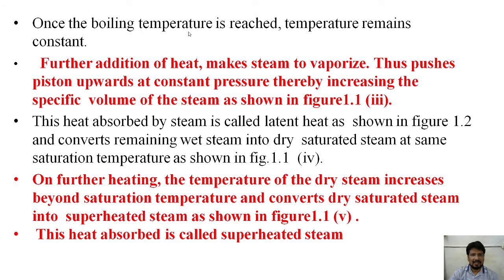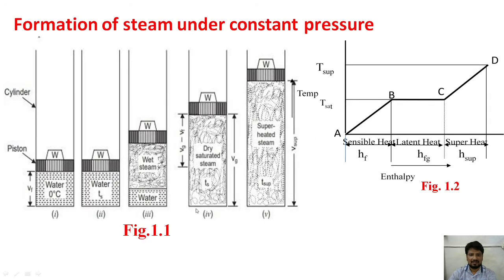Once the boiling temperature is reached, when it reaches point B, the temperature remains constant. There is no temperature difference. Further addition of heat makes the water vaporize, pushing the piston upward at constant pressure, thereby increasing the specific volume of steam, as shown in figure 3. There is a rise in its volume.